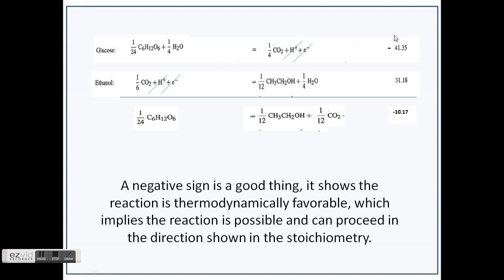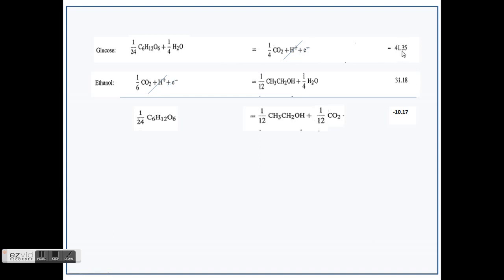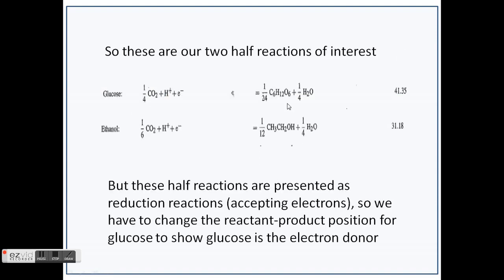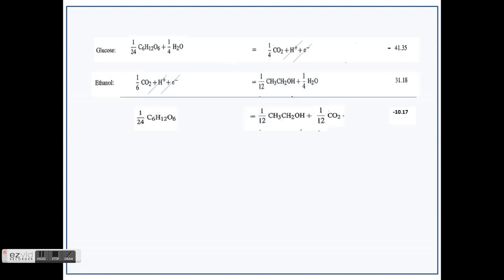So in the same way, to get the Gibbs free energy for the variable reaction, we just add the two of them up. I forgot to say, once you change the direction of the reaction to make it an oxidizing reaction, the Gibbs free energy sign also changes. So we'll look here. Glucose is on the right hand side, and our Gibbs free energy is 41.35. When I changed the direction, our Gibbs free energy is now negative. So whenever you change the direction, the sign of the energy changes too.